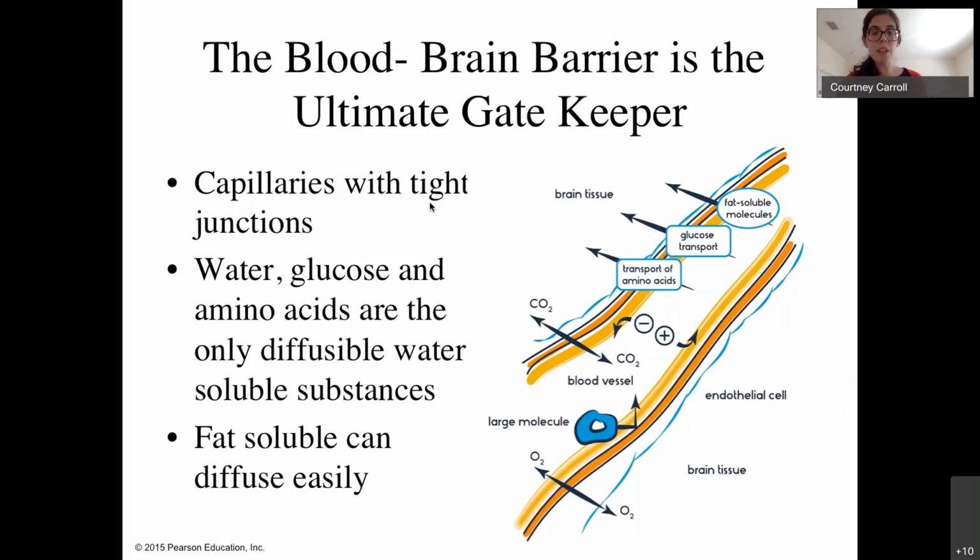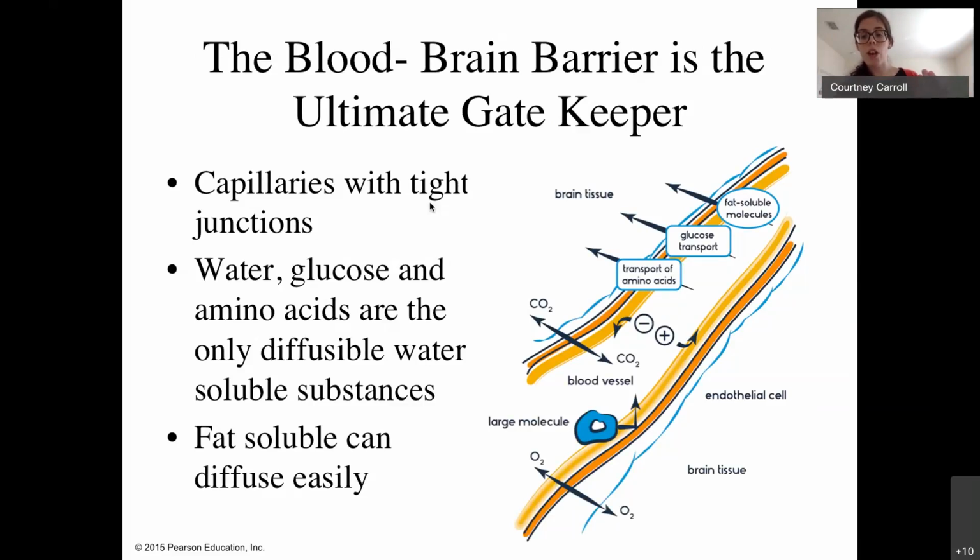Okay. This is why, as just a final note, as someone who worked on designing pharmaceuticals for the brain, it's a real challenge. So if you're going to take a drug and you want it to act in the brain for something like Alzheimer's or Parkinson's or all of these other brain disorders, mood disorders, it has to either be fat soluble or it has to be similar to an amino acid or to glucose in order for it to pass into the brain, because everything else is going to be stopped.